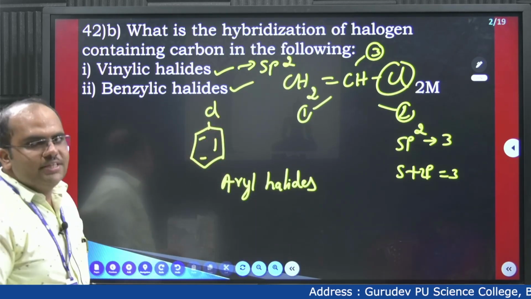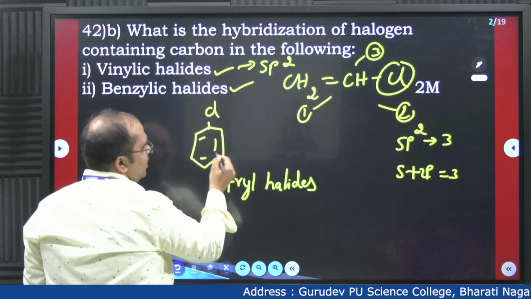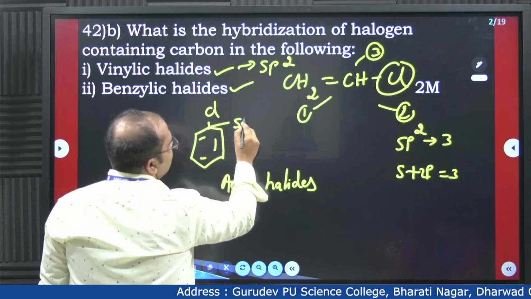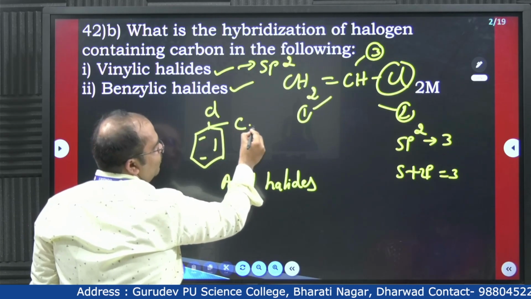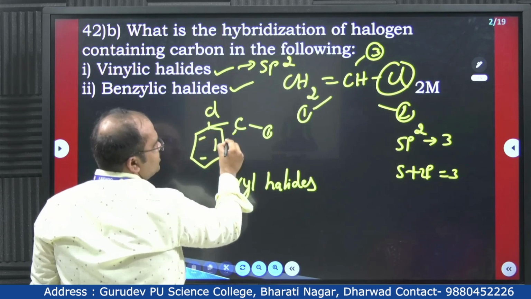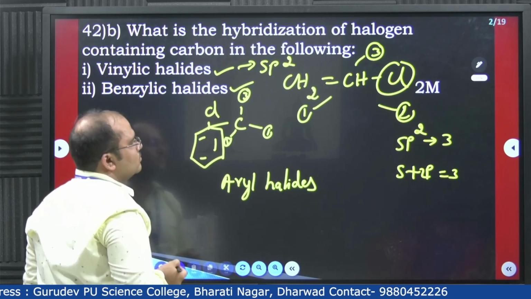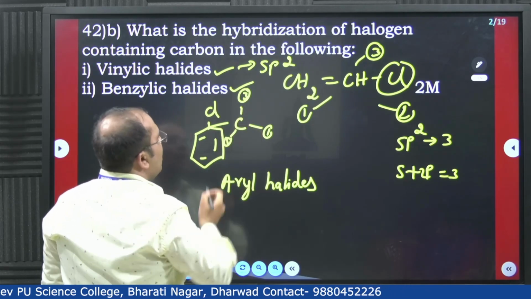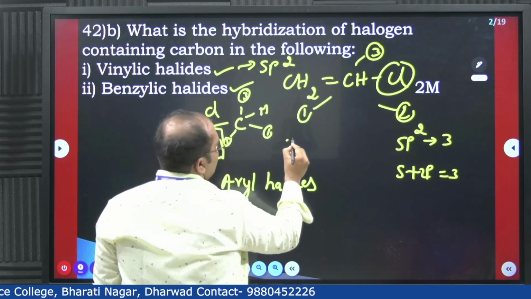Yes. So in this aryl halide, each corner contains a carbon atom. This carbon is attached to another carbon, this is another carbon, and this is chlorine. So here 1, 2, 3. Another one is the hydrogen. So total 4.